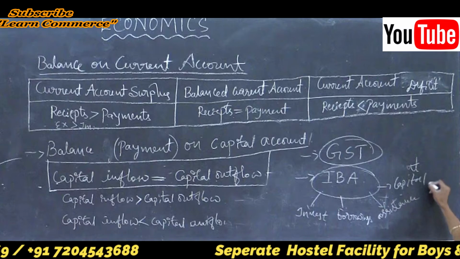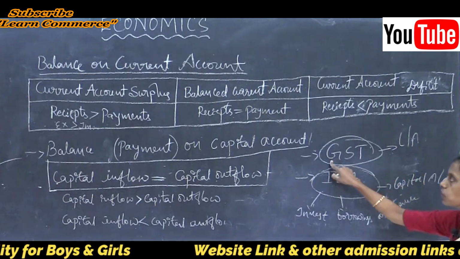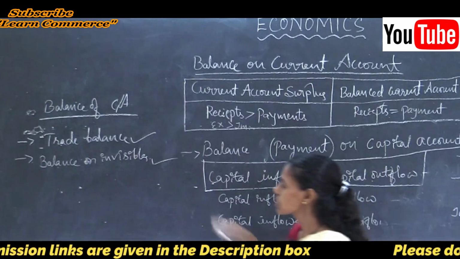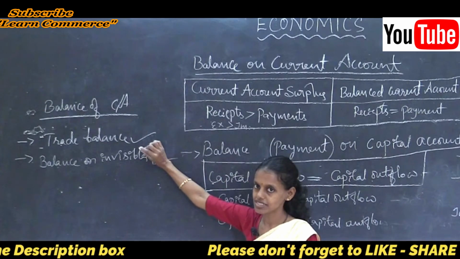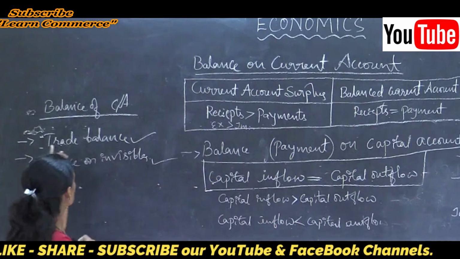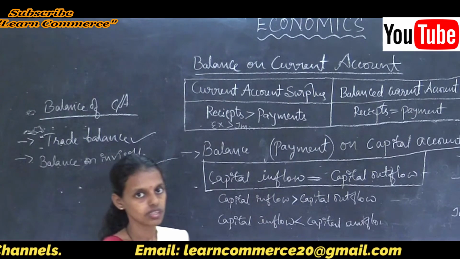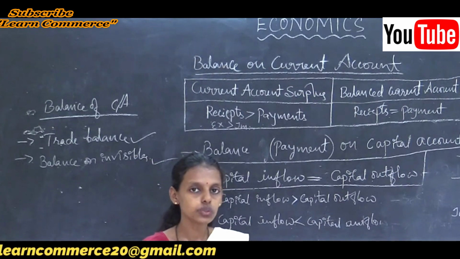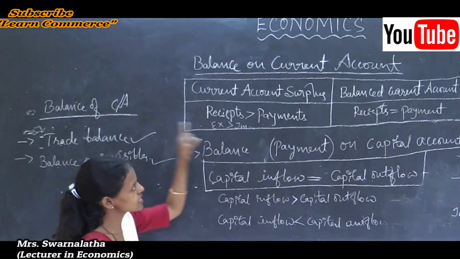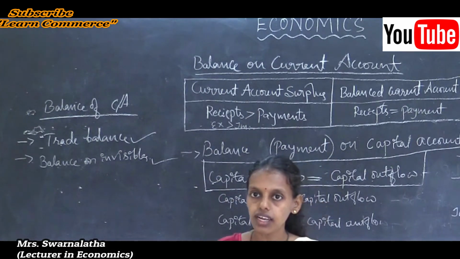Capital account and your current account. Current account includes trading goods, trading services and transfer payments. Thus, balance of current account includes trade balance, that is trading goods and trading services, and capital account includes investment, borrowings, assistance. And balance of current account includes balance on invisibles. Invisibles means you are unable to see the particular exchange while exchanging goods and services. So, this is regarding the balance on current account and balance on capital account.